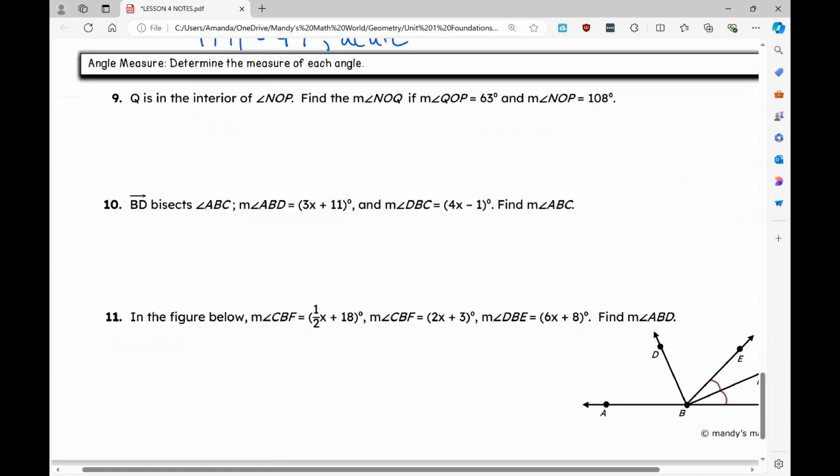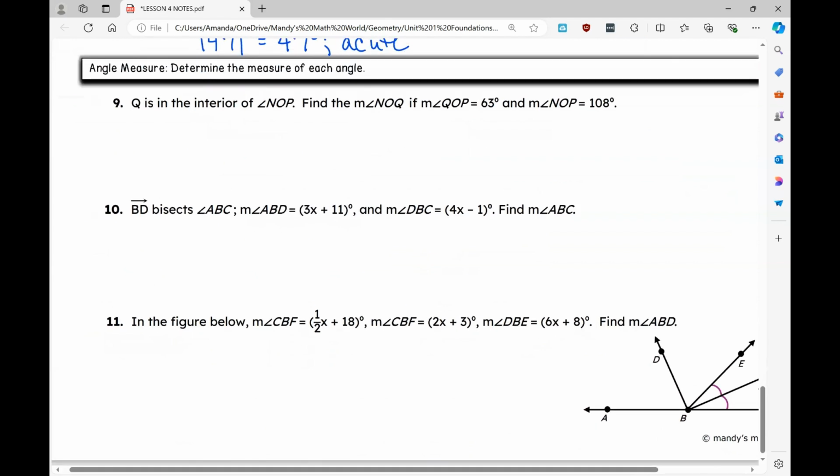Okay, so again, when you're given a bunch of words and a scenario in a problem and you don't have a figure to go off of, draw one. This says Q is in the interior of angle NOP. Find the measure of angle NOQ if the measure of angle QOP is 60 degrees and the measure of angle NOP is 108 degrees. Okay, so Q is in the interior. So what does this look like?